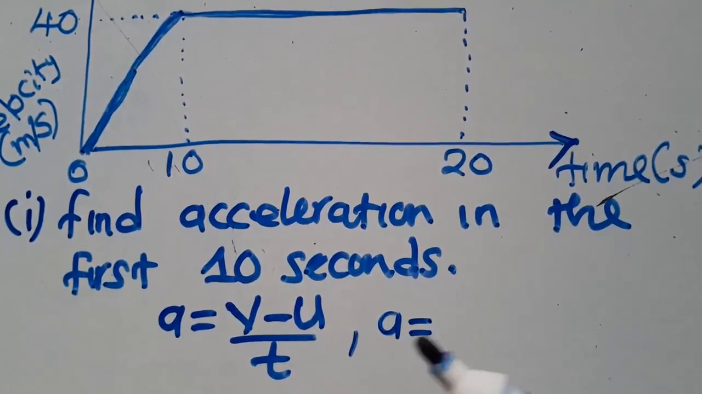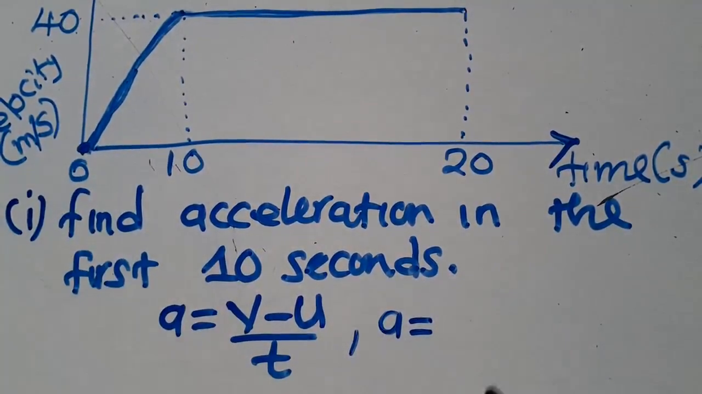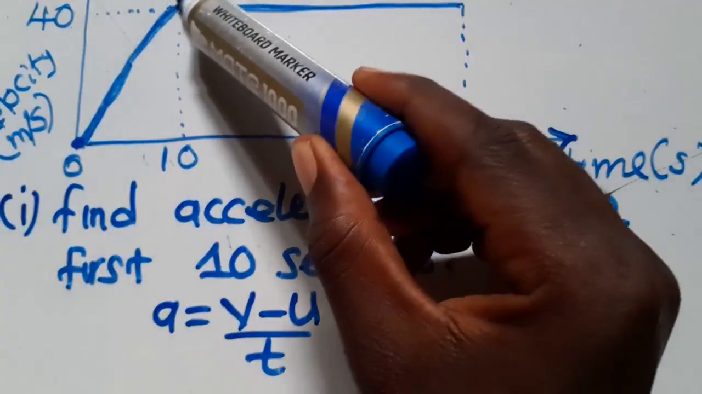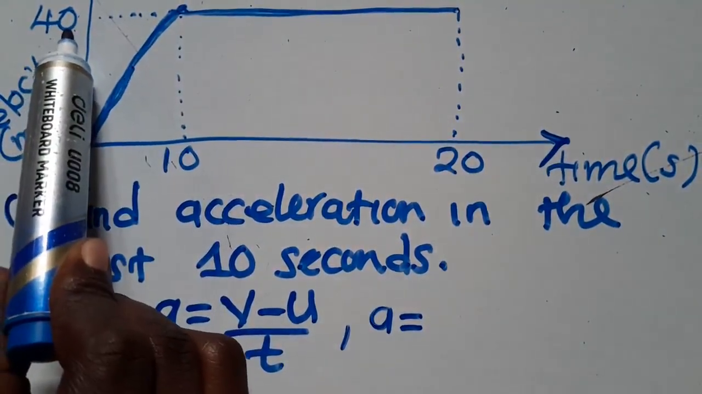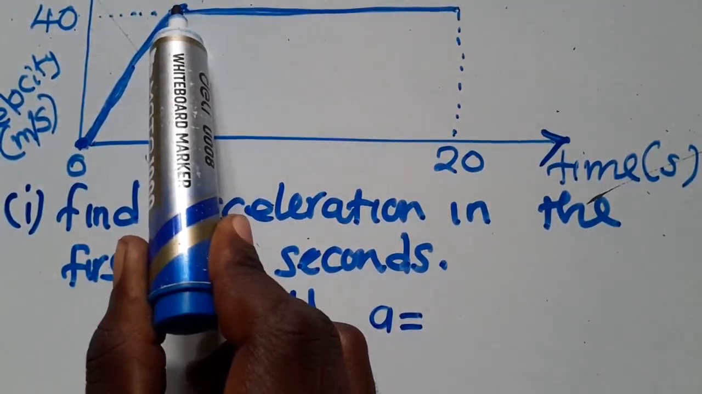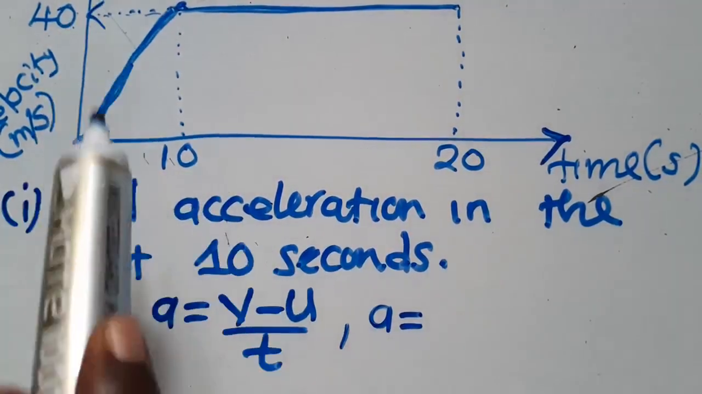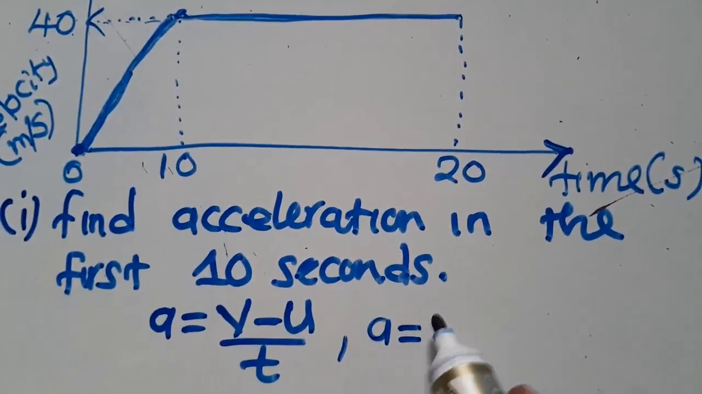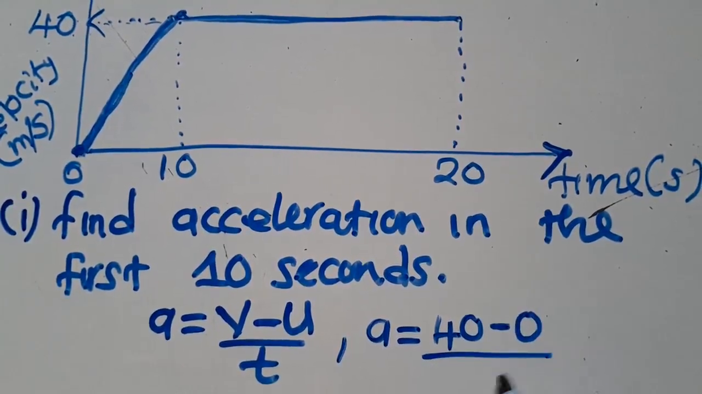You say acceleration is equal to final velocity. It started from the rest position, from 0, so this is your initial velocity. Then it ended at what? Have you seen the time there? At 40 meters per second. So this is the initial velocity where it started from, and this is the final velocity where it ended. So the formula is final minus initial, over time. The final is 40, so you say 40 minus the initial, 0.